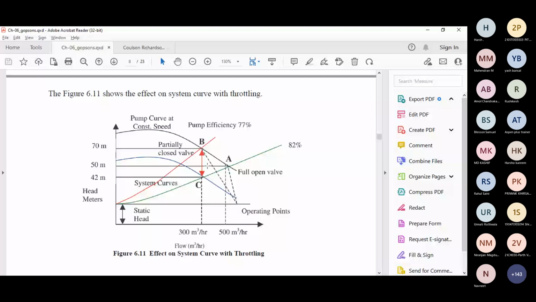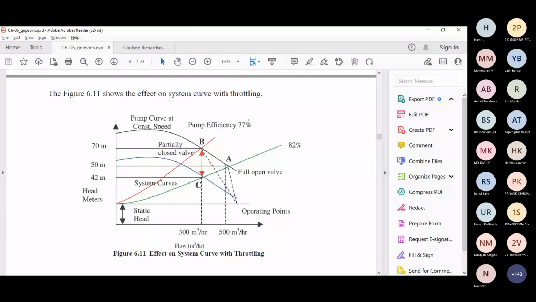But my head has increased, my pressure has increased because I have throttled the valve, right? When you throttle the pump discharge, what happens? Your discharge pressure increases, correct? And as soon as you open the valve, what happens? Your discharge pressure reduces, right? So now as my flow rate has reduced, my head is higher, 70 meter is there, right? So what is happening at point B, my efficiency is reduced to 77%, previously it was 82%.